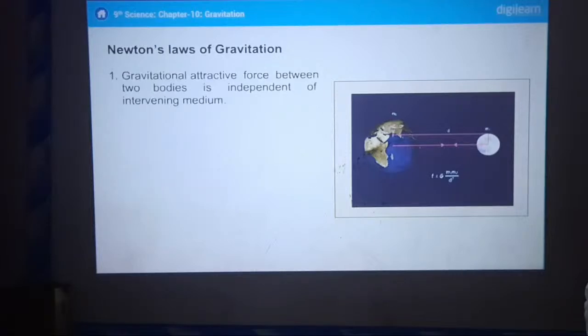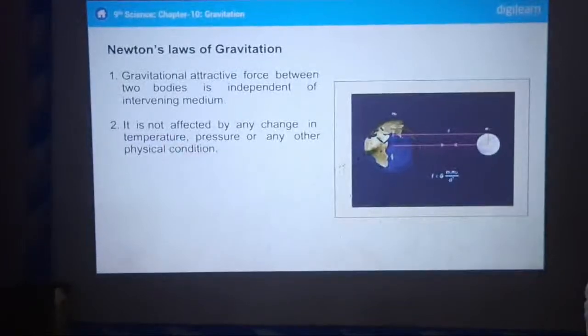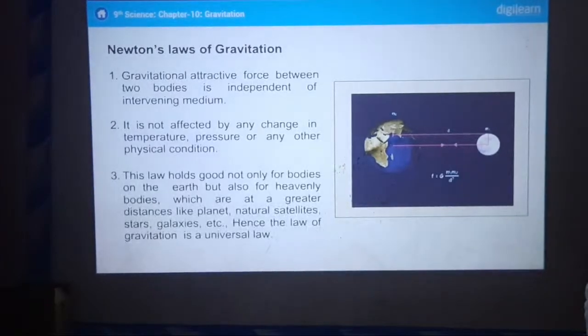Gravitational attractive force between two bodies is independent of the intervening medium. It is not affected by any change in temperature, pressure, or any other physical condition. This law holds good not only for bodies on the earth but also for heavenly bodies which are at greater distances like planets, natural satellites, stars, galaxies, etc. Hence, the law of gravitation is a universal law.